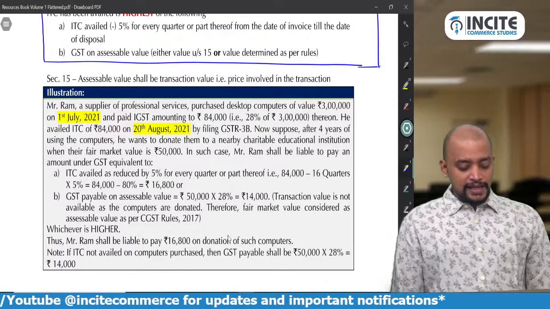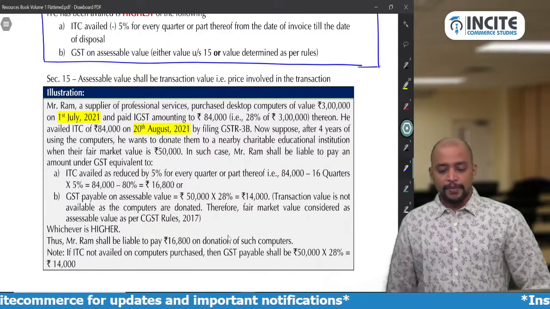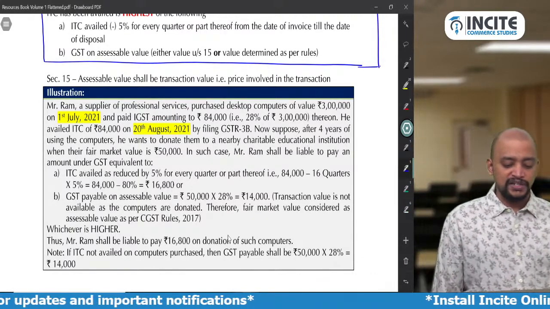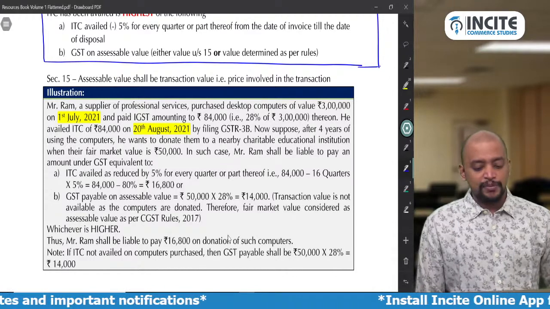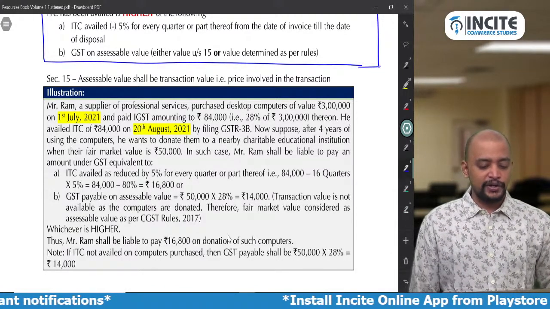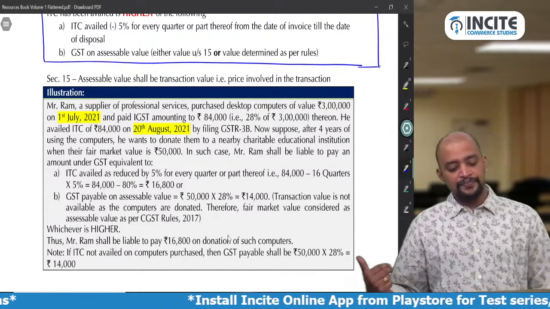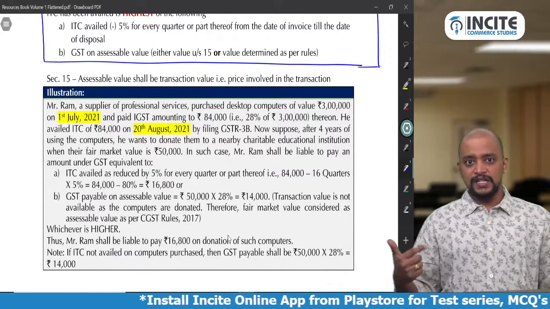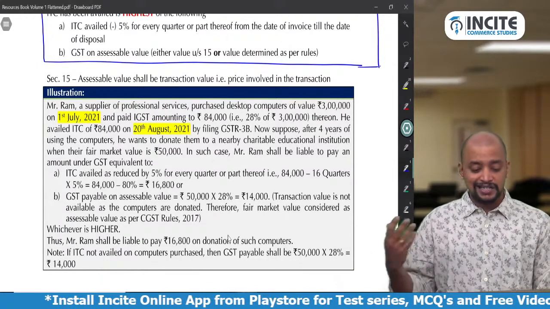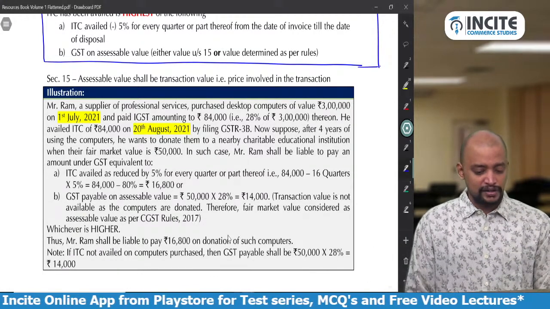Mr. Ram, a supplier of professional services, purchased desktop computers of value 3 lakhs on 1st July 2021 and paid IGST amounting to 84,000 rupees, that is 28% of 3 lakhs thereon. He availed ITC of 84,000 on 20th August. So 1st July is purchased. So July month whatever is purchased, he would have filed GSTR 3B on 20th August.